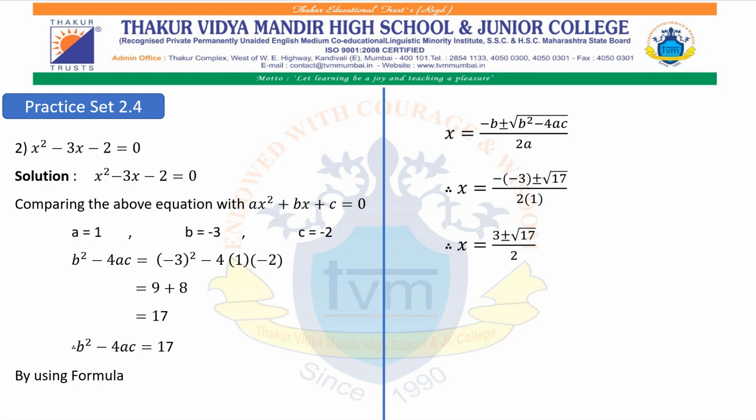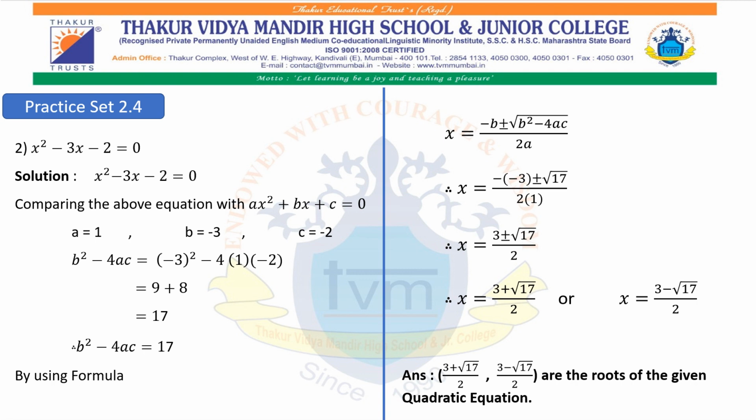Now we will separate that positive and negative. It will be written as x equals to 3 plus root 17 upon 2 or x equals to 3 minus root 17 upon 2. Therefore, our final answer will be written as 3 plus root 17 upon 2 or 3 minus root 17 upon 2 are the roots of the given quadratic equation.